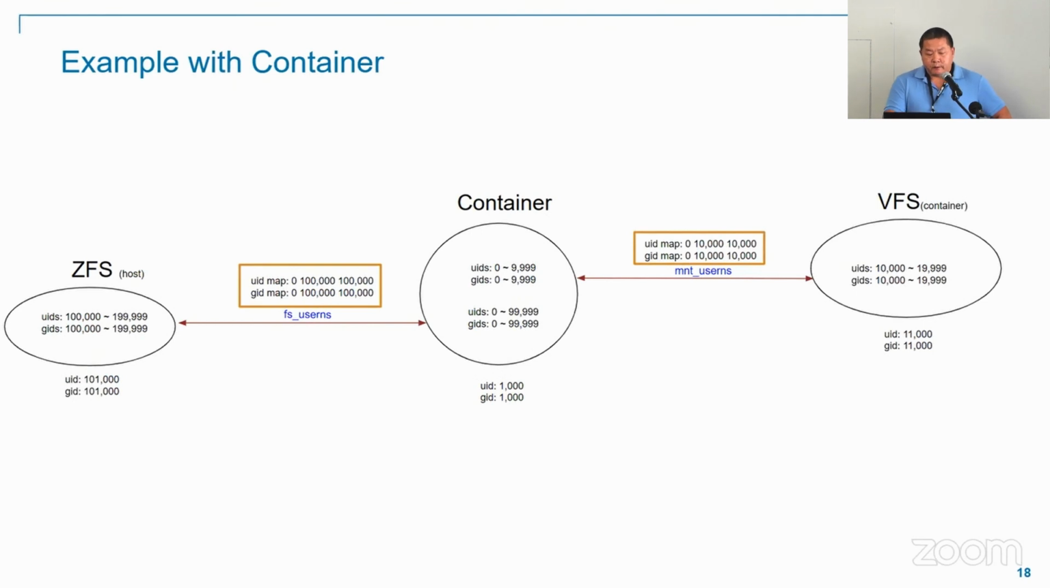So here's an example with two ID maps. Here, basically, you can think there are three namespaces. One is ZFS in the host. Another is a container namespace. And then you have the VFS, kind of what the user is seeing, kind of namespace. That kind of translation happens when we do all the ZFS operations, either when you get data from ZFS or when you write data to ZFS.